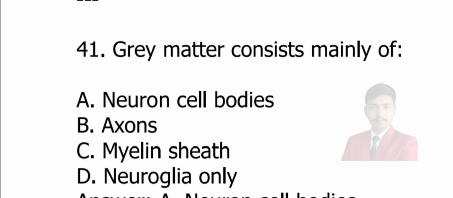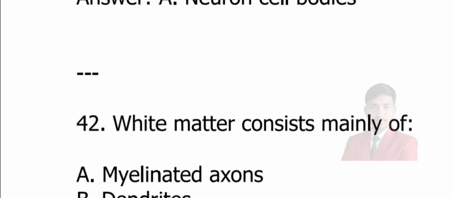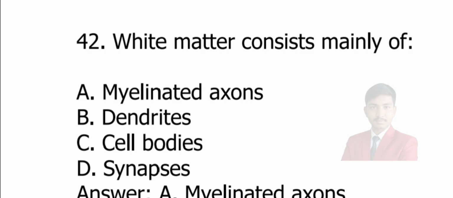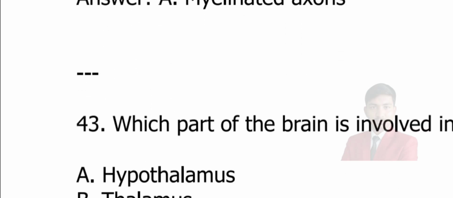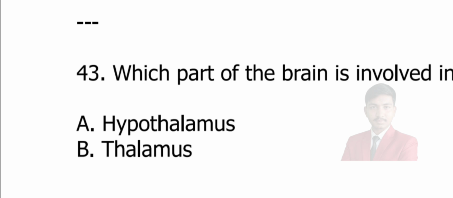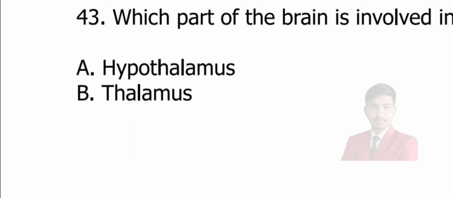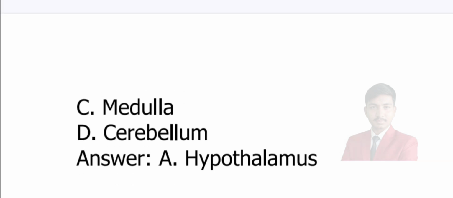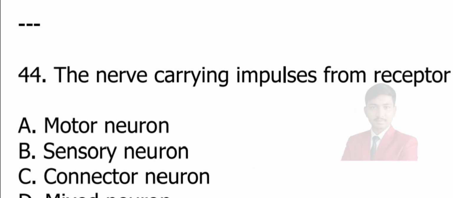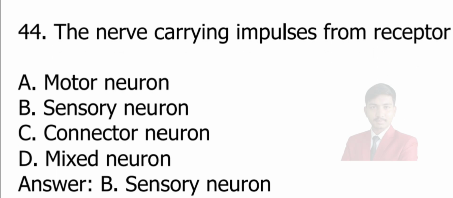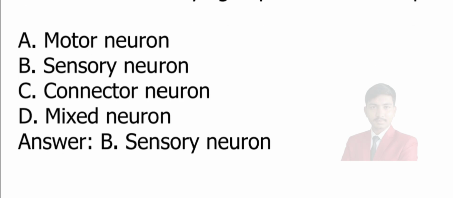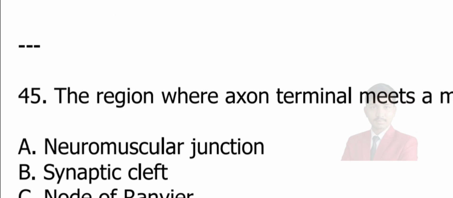Gray matter consists mainly of neuron cell bodies. White matter mainly consists of myelinated axons. Which part of the brain is involved in sexual behavior? Hypothalamus is involved in sexual behavior. The nerve carrying impulse from receptor to CNS is sensory neuron.